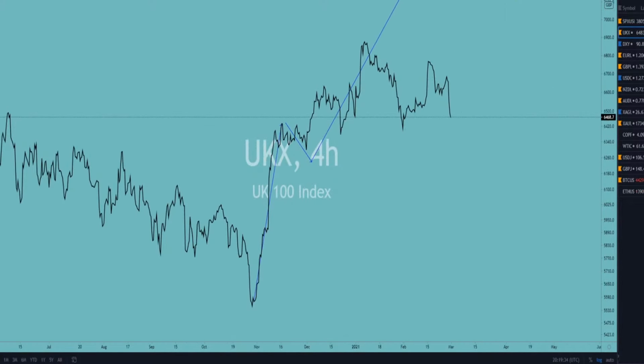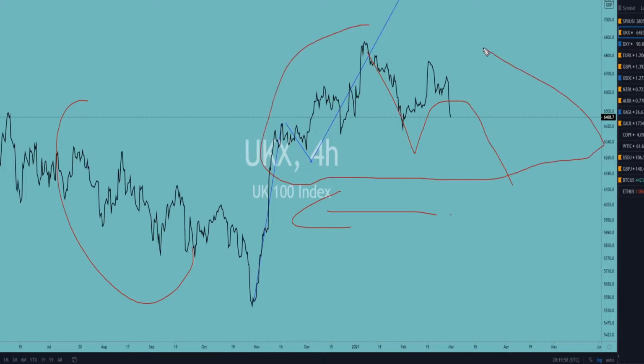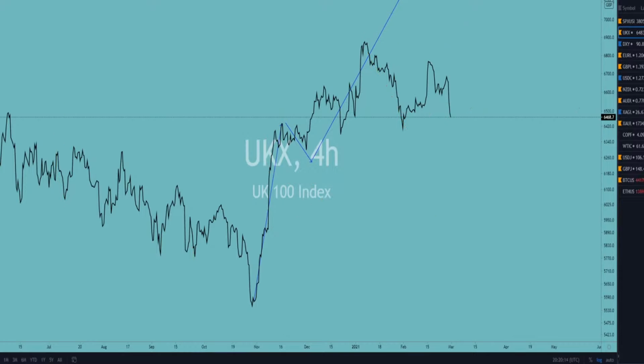UK 100, same concept. All the indices are the same for me, from the way I look at the market. This can be a deeper correction, not similar to this, but at least something like this, correcting this move. This is part of it. For most of you that know wave analysis, $35,300 on S&P.